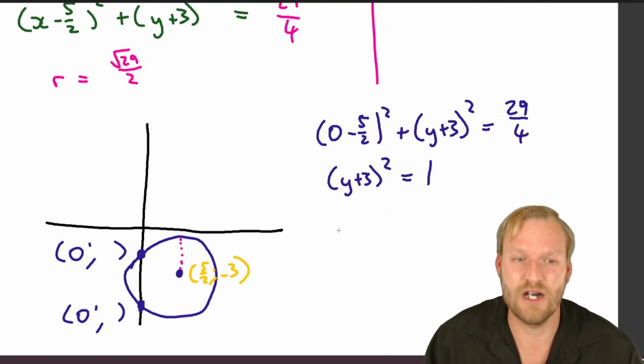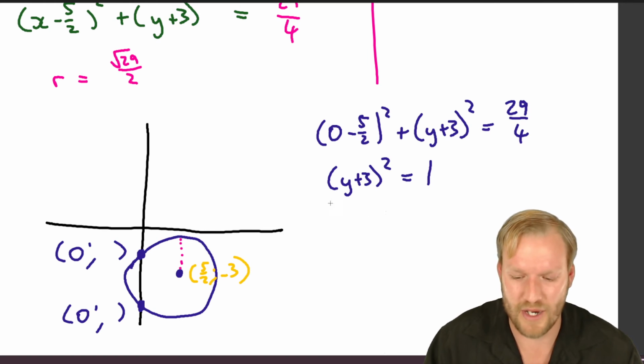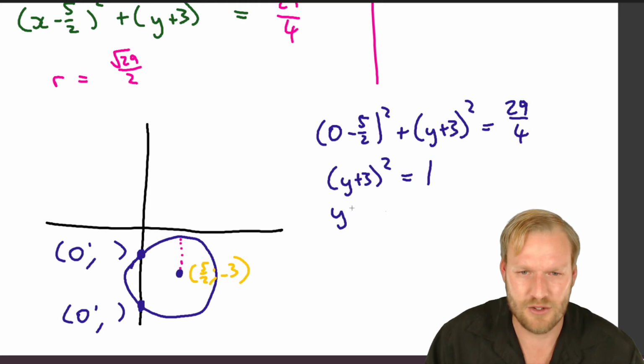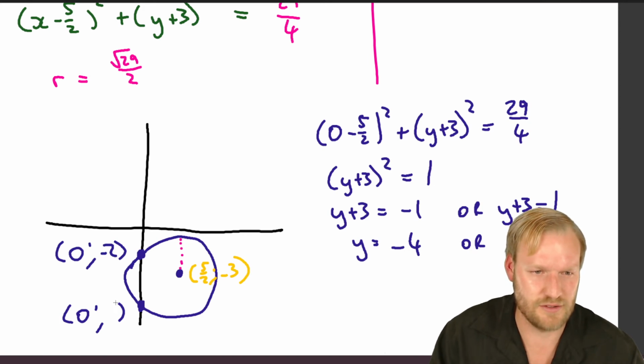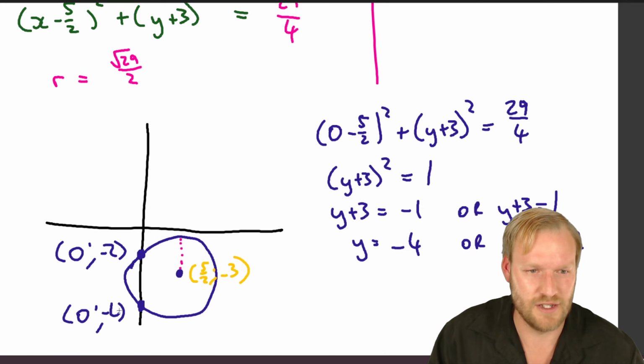Okay, so what are our 2 values of y? What are our y-intercepts? Well, either y plus 3 equals negative 1, because negative 1 squared gives you 1, or y plus 3 equals 1, so therefore y equals negative 1 minus 3, that's negative 4, or y equals 1 minus 3, which is negative 2. Okay, so we can get those 2 values there.